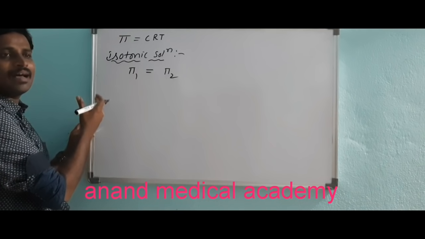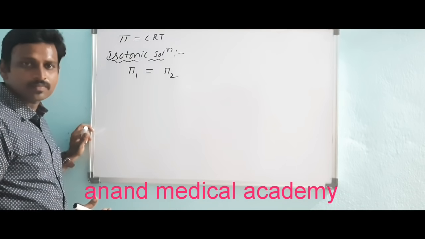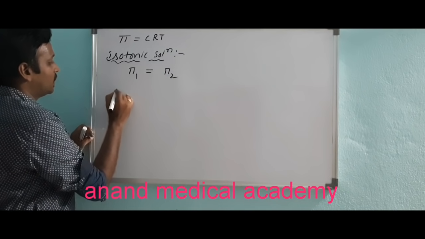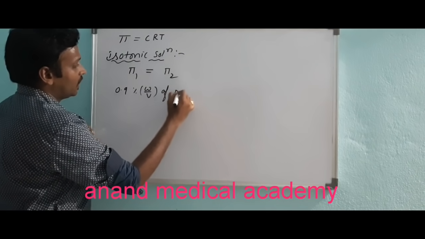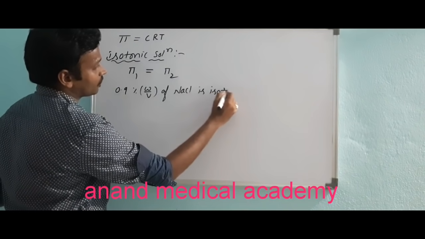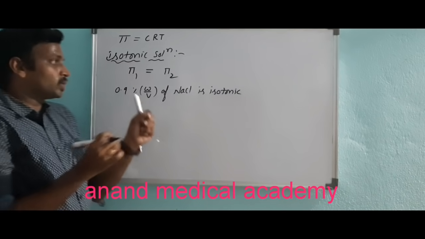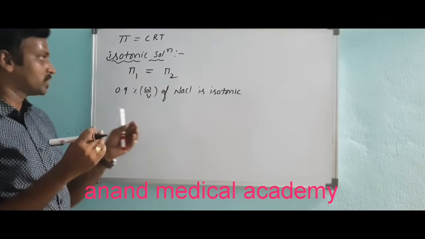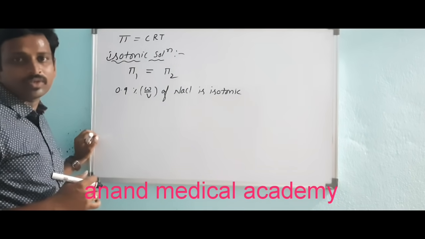Two solutions: one solution having some NaOH and another solution having some other solute like that. What is isotonic in our general life? You can say 0.9% weight by volume of NaCl, the brine solution, we call isotonic with blood. So isotonic solutions we have to use for injections, because this 0.9% weight by volume of NaCl is isotonic with the blood.